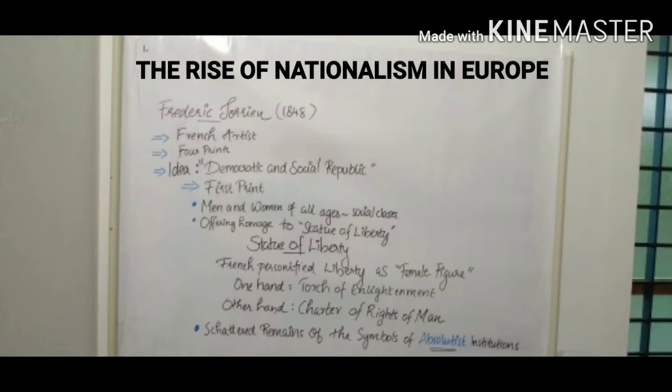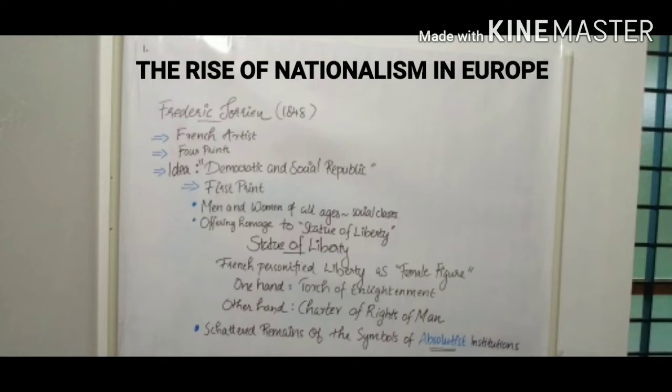Now coming to the print, or say the features of Frédéric Sorrieu's paintings. We can see a number of people marching in a long train offering homage to the Statue of Liberty. They are Europeans and Americans. They include men and women of all ages and social classes. At the time of the French Revolution, the artist considered liberty as a female figure. In one hand of the statue is the Torch of Enlightenment and in the other, the Charter of the Rights of Man. On the ground lie the shattered remains of the symbols of absolutist institutions.